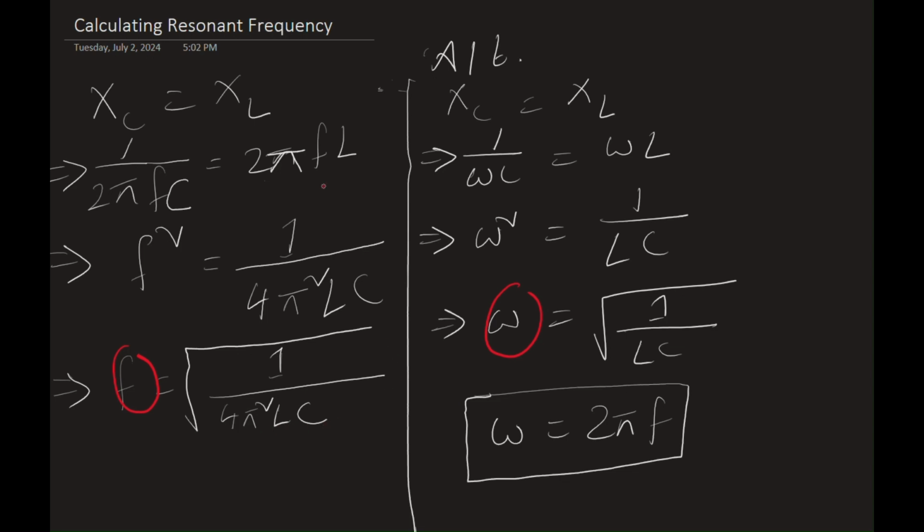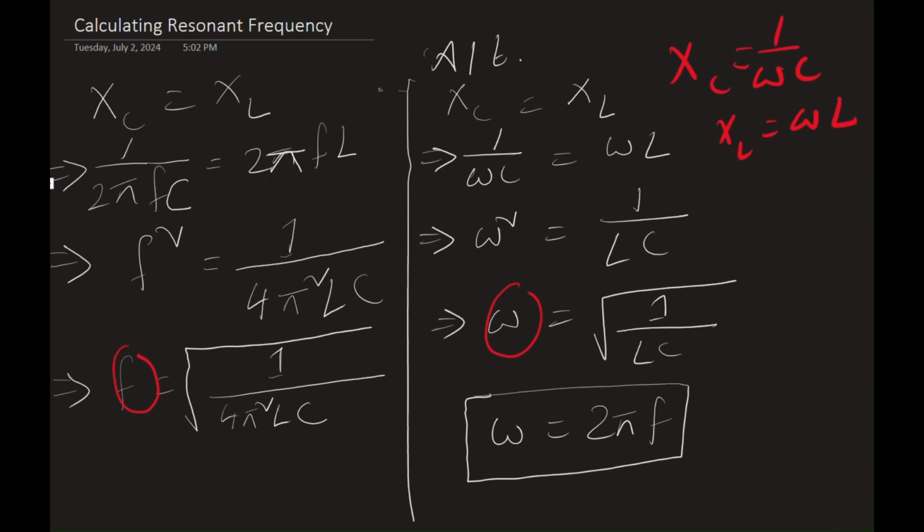Alternatively, in terms of omega, again, XC is equal to XL. In terms of omega, I'll just write the formulas: XC is equal to 1 over omega C, and XL is equal to omega L. Okay, so we have that here. And then omega squared is equal to 1 over LC. And finally, omega is equal to the square root of 1 over LC. And as I said before, omega is equal to 2 pi F.